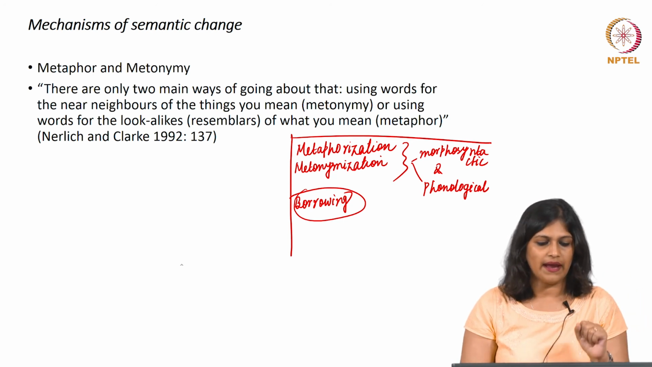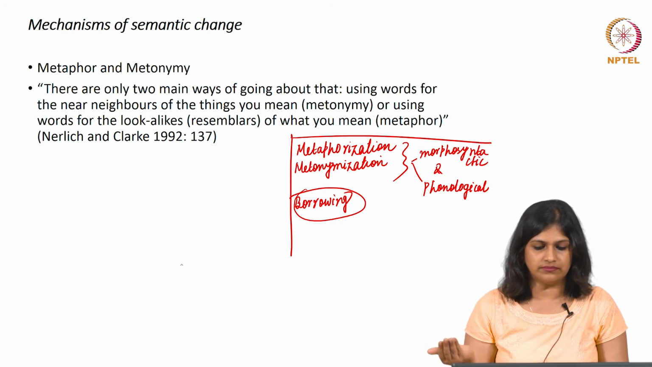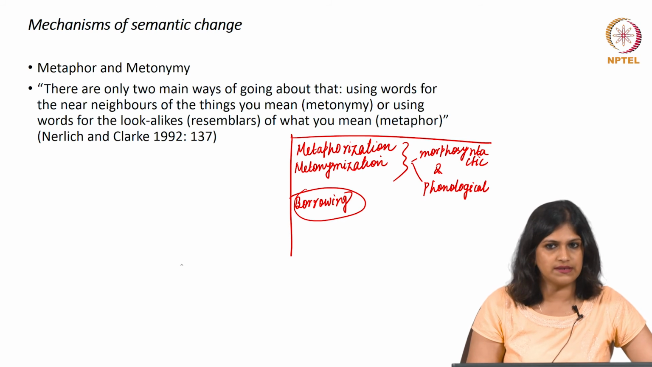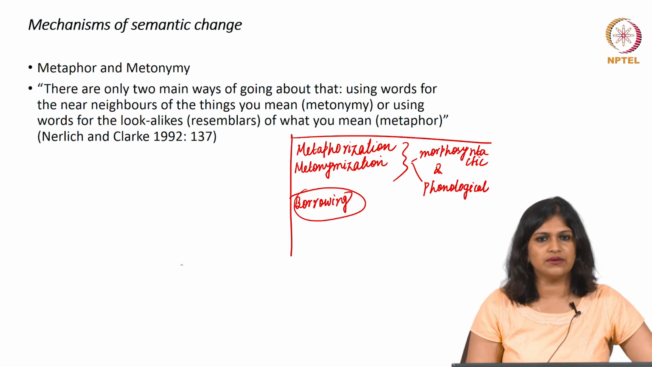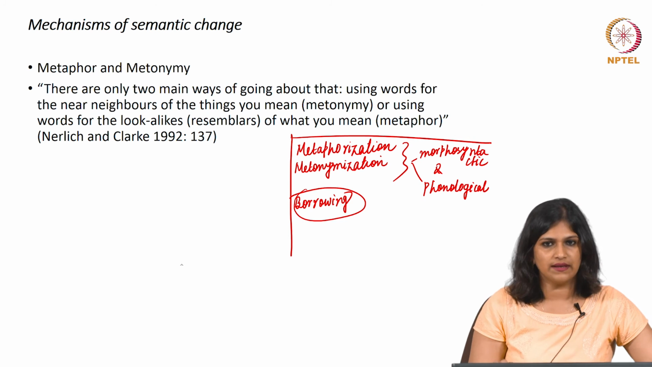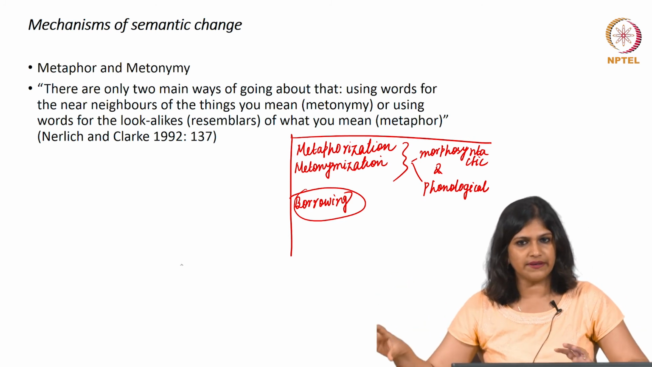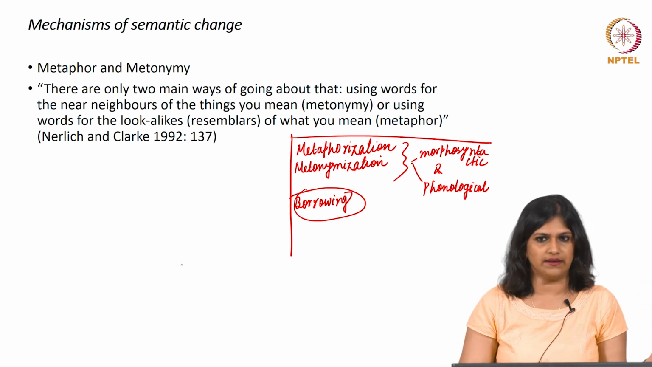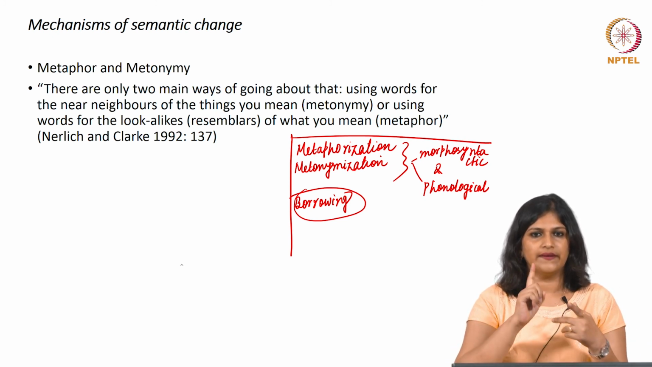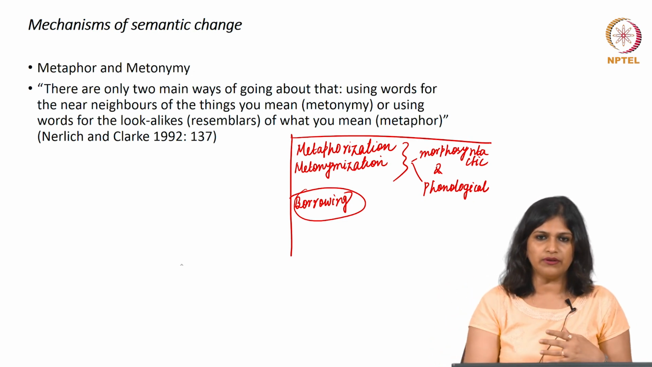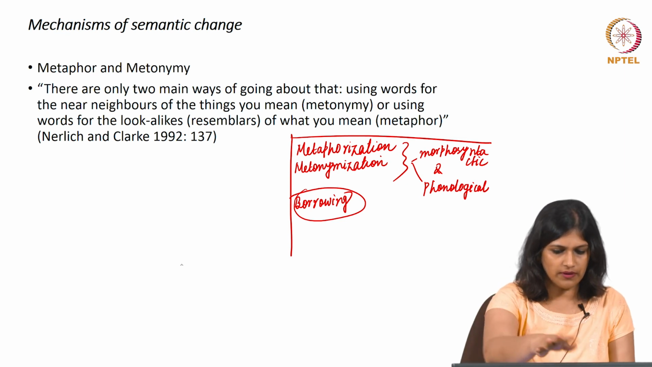So, that is metonym. And otherwise, you can also have, let us say, using words for the lookalikes. These lookalikes are known as resemblers. In the case of resemblers, you are primarily focusing on a thing that resembles what you mean. That is going to be in the metaphor category, and finding the neighboring words of what you mean is going to be in the metonymization category. So, one is near neighbor, the other one is lookalike. Near neighbors are in the metonymy category and lookalikes are in the metaphor category. I am going to briefly discuss these two issues in a few minutes.